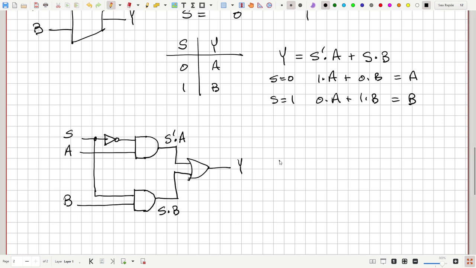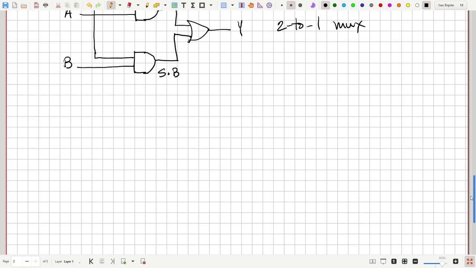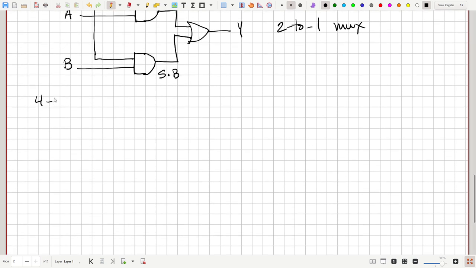Okay, so that's a 2-to-1 MUX. It just takes a few gates. What if we want to have, say, a 4-to-1 like we were looking at earlier? Okay, let's look at the 4-to-1 case.